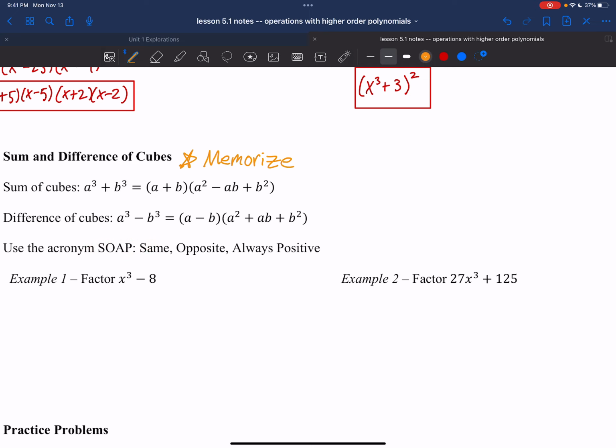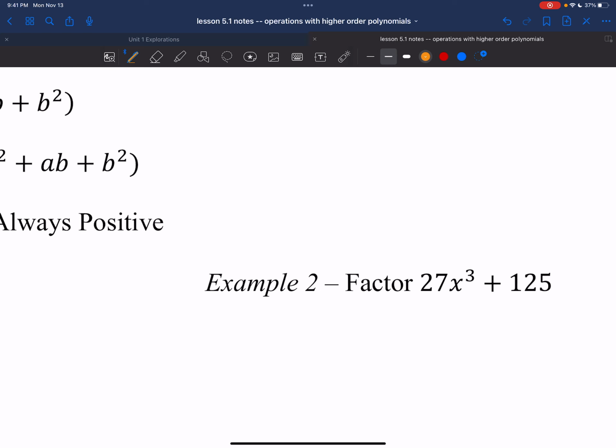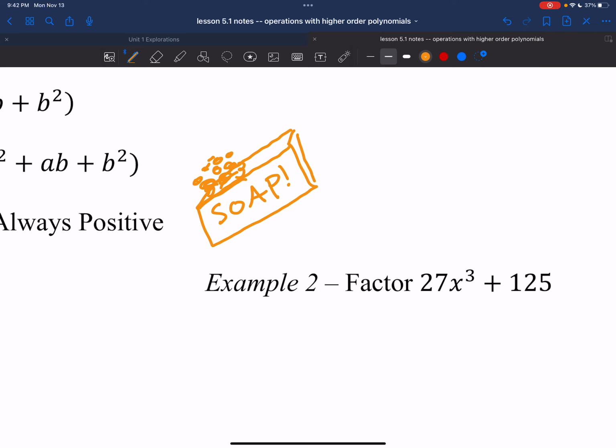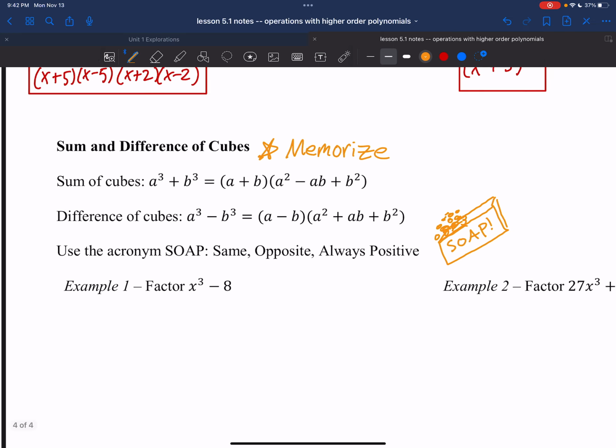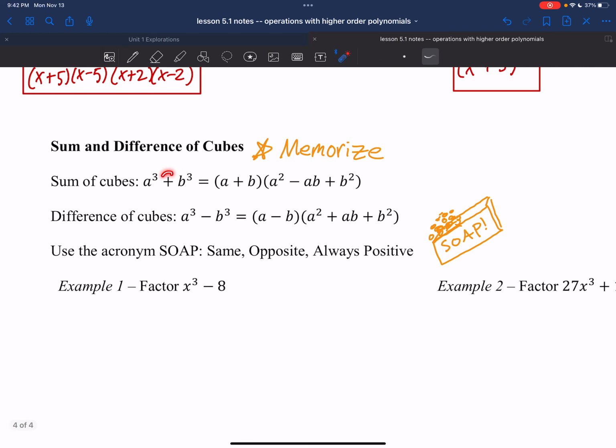You say acronym SOAP. I'm going to draw a little bar of soap here. Say, hello. This is my little bar of soap. And it's got little suds on it, little bubbles. Soap. You say, what are you talking about? Look at the sign here. If it's sum of cubes, it's plus, and the rest is same, opposite, always positive. That's what that means. Okay?